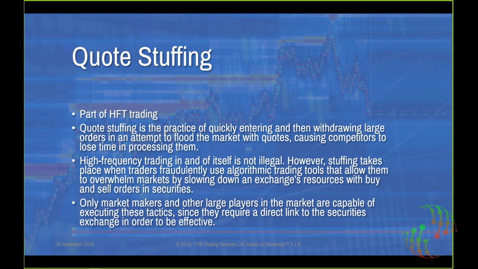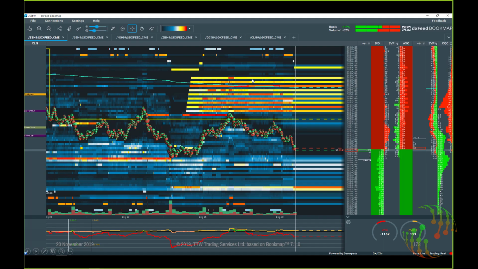Only market makers and other large players in the market are capable of executing these tactics, since they require a direct link to the securities exchange in order to be effective. It's really, really hard to spot. I had only one time in my career spotted this one here in the book. It was the H9 contract. When you spot this, it's so obvious, you have to go against it, of course. So I said I have spotted it only one time, and I can't add any more to this behavior.